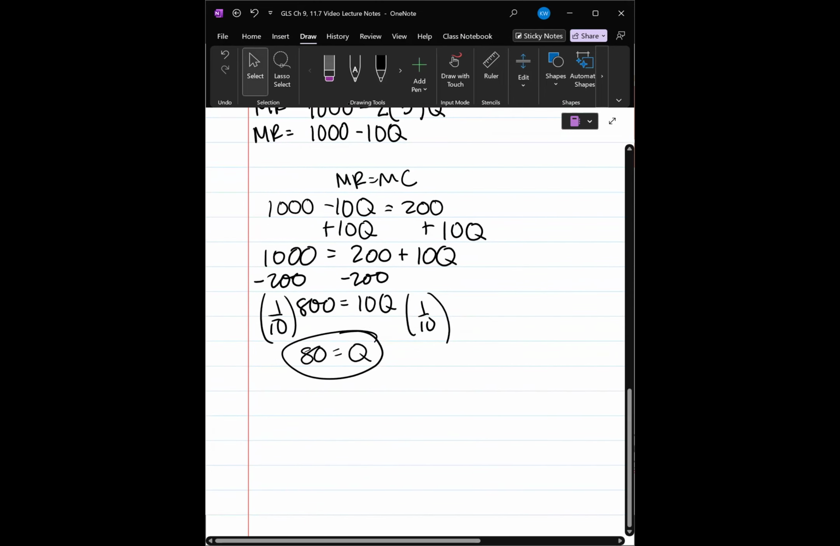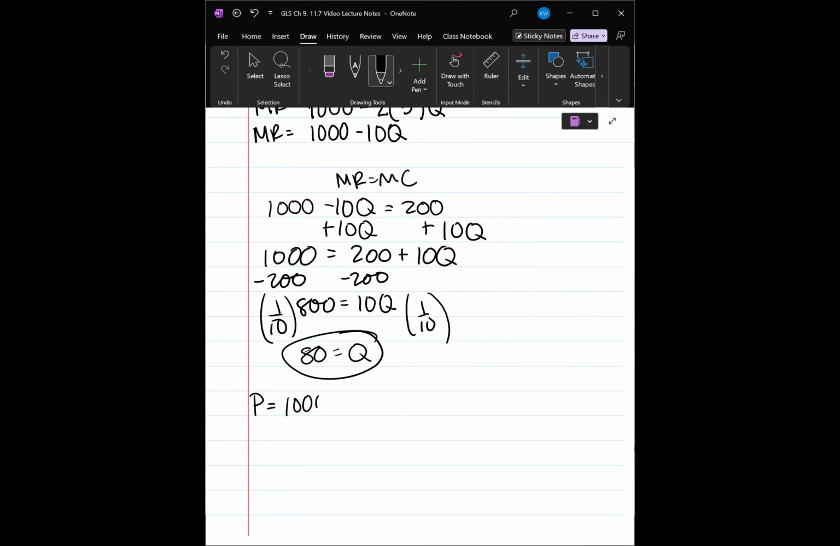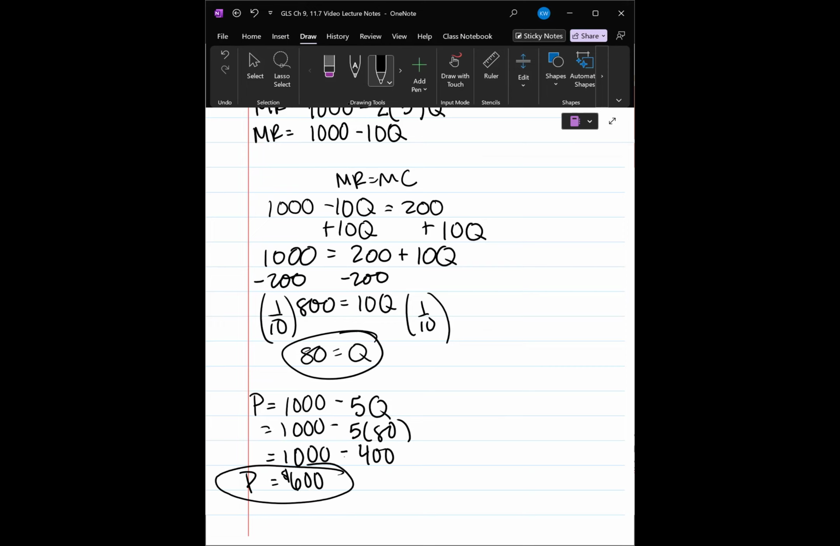So what we're going to do is substitute for quantity in our inverse demand equation. We'll have price equal to 1,000 minus 5 times quantity, and we'll substitute 80 for quantity. So we have 1,000 minus 5 times 80. That gives us 1,000 minus 400. So the price they're going to charge for each iPad is $600.